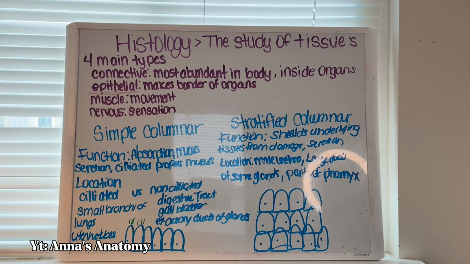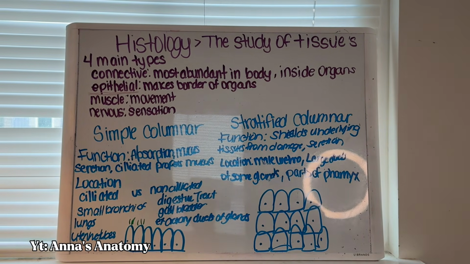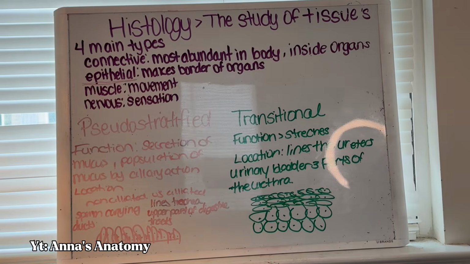The location would be in the male urethra, large ducts of some glands, and small parts of the pharynx. This one, the body has a limited amount of them, but as you can see, they're supposed to be looking more column-like, but they're multiple layers of column-like cells. Okay, and now finally we have pseudostratified versus transitional epithelium.